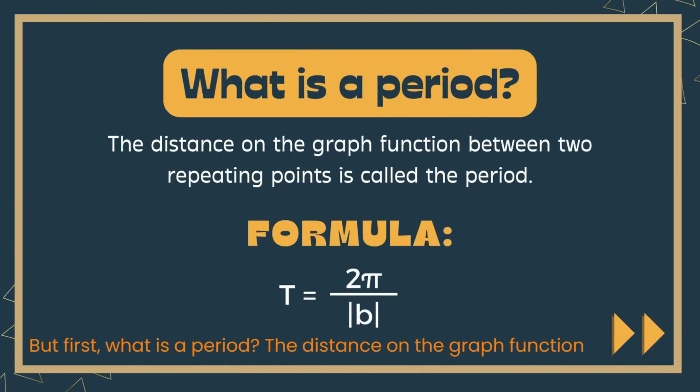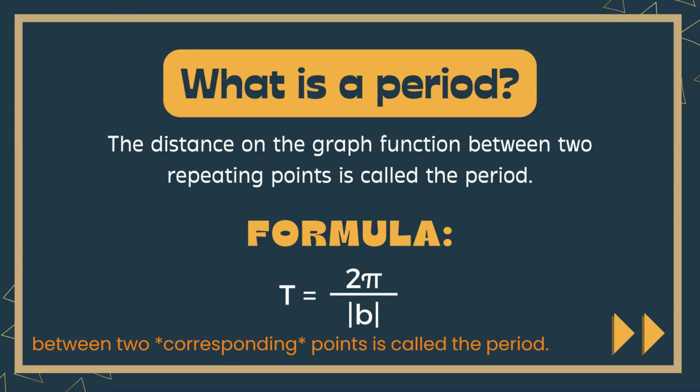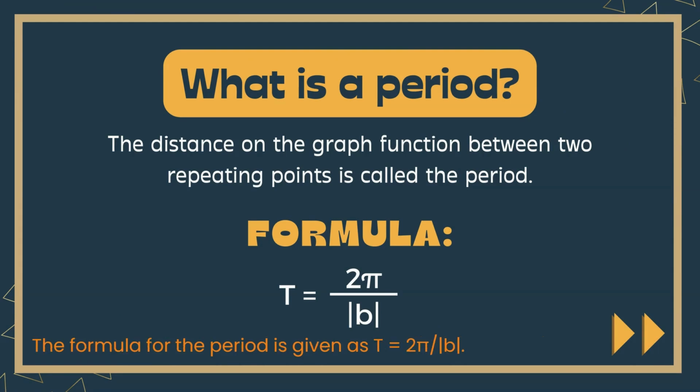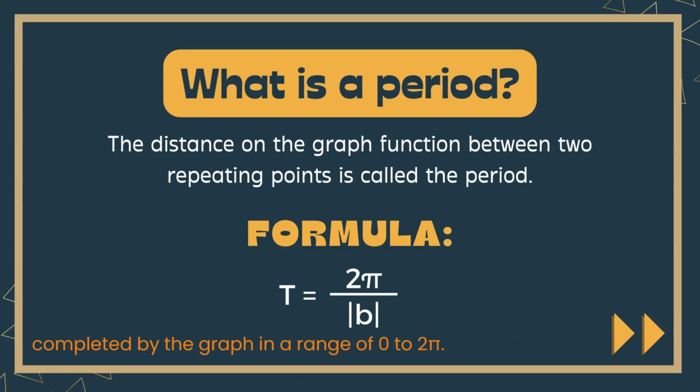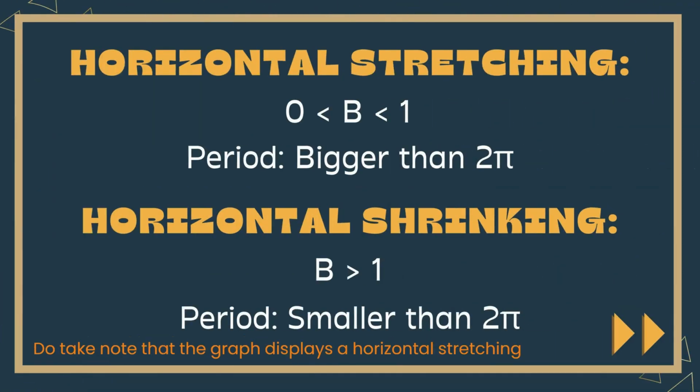But first, what is a period? The distance on the graph between two repeating points is called the period. The formula for the period is given as T equals 2 pi over absolute value of b. The value of b represents the frequency or number of cycles completed by the graph in a range of 0 to 2 pi. Do take note that the graph displays a horizontal stretching when the value of b is greater than 0 but less than 1. When this happens, the function's period is bigger than 2 pi.